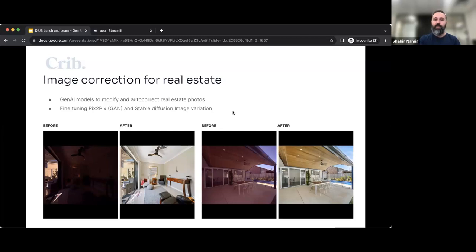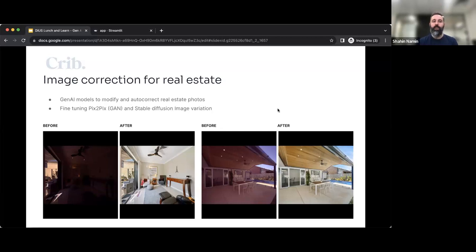So we experimented with Gen AI for this problem. We started with Stable Diffusion first, and we saw that basically Stable Diffusion models were very expensive to train, and they required a lot of data for this specific task, and they were a bit too creative.